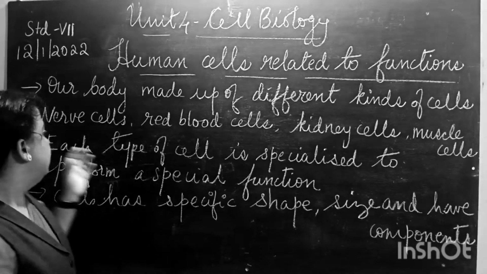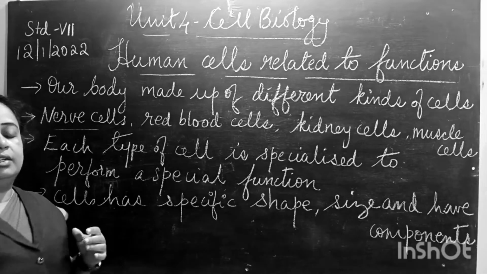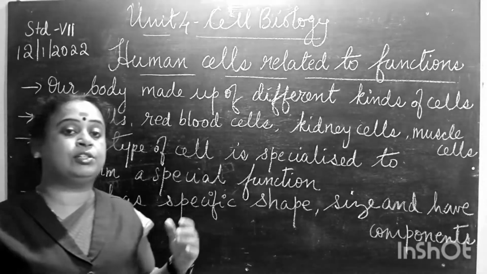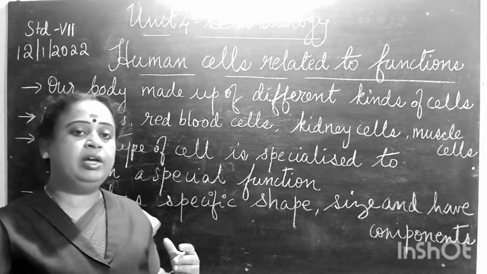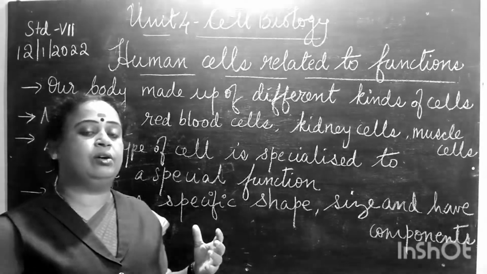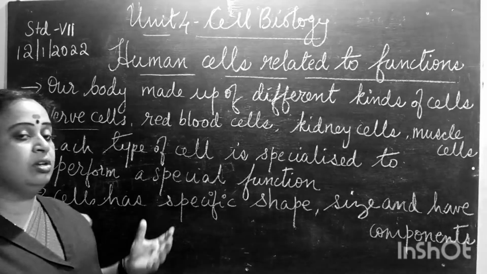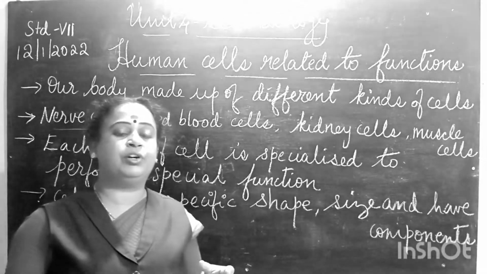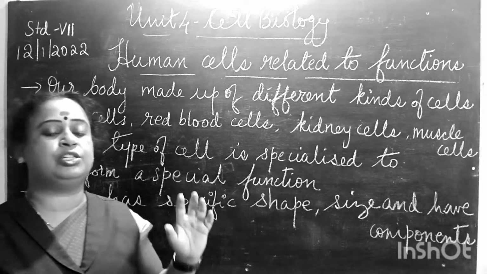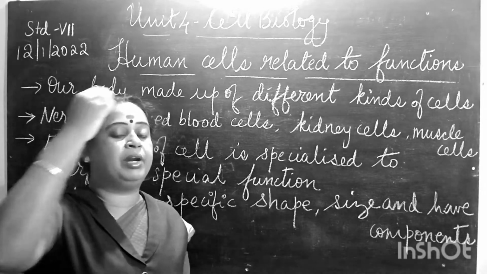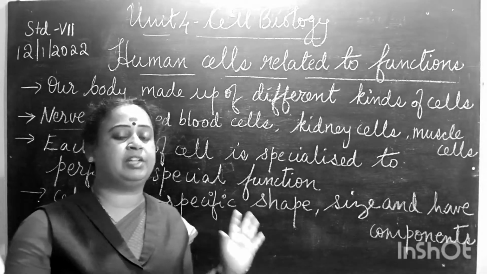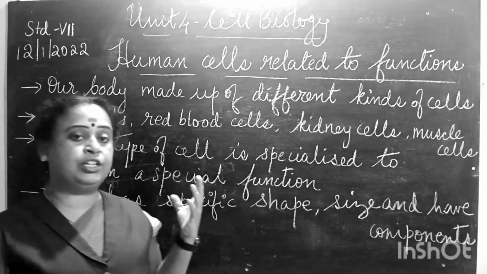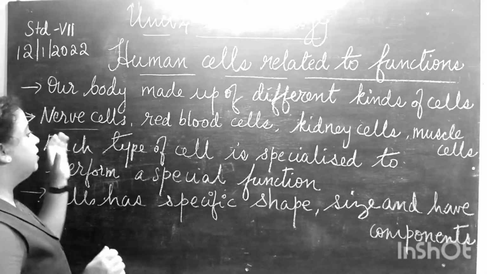So the nerve cells are present in the brain. They are also called neurons. So the brain cells or the nerve cells or the neurons are responsible for transmitting the impulses. Their function is to transmit the impulses from the brain to the spinal cord, from the spinal cord to different parts of the body, etc. Yes, so conduction of nerve impulses is done by nerve cells.